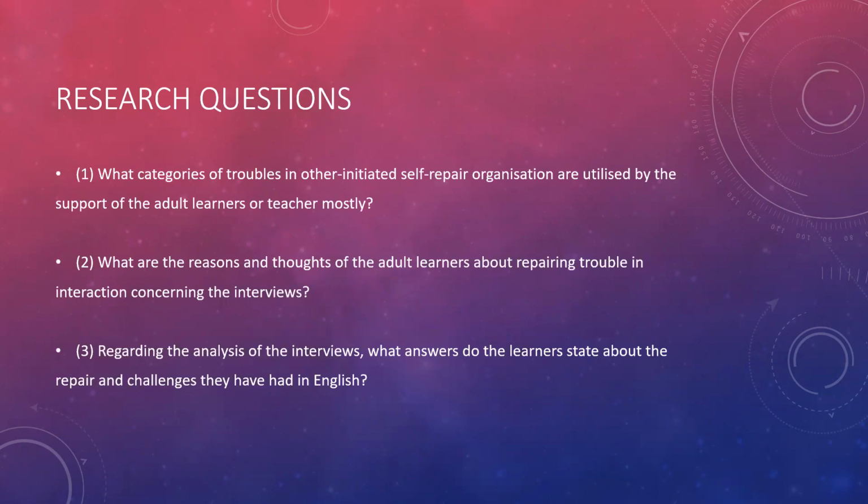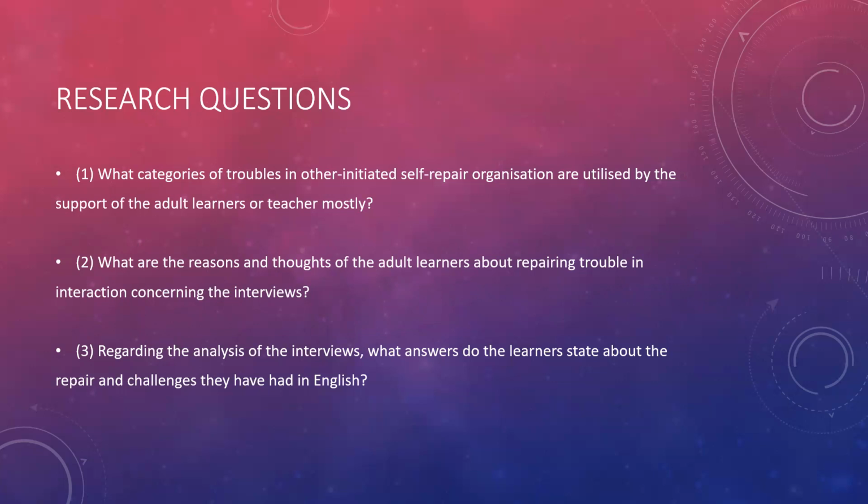And research questions. In this page, there are research questions about the study. These questions help us to shape our thoughts about the study. And the first question is, what categories of troubles in other initiated self-repair organization are utilized by the support of the adult learners or teacher frequently?